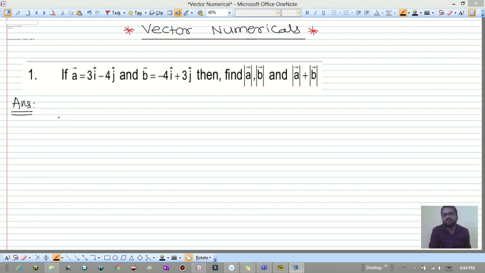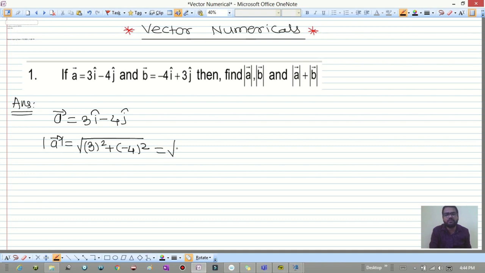Firstly, it is given a bar is equal to 3i hat minus 4j hat. Whenever you have to calculate the magnitude of a bar, it is the root of the first component, that is 3 squared, plus the second component, that is minus 4 squared. So it will become root of 9 plus 16, which is root 25, and that is 5. So this is the first answer.